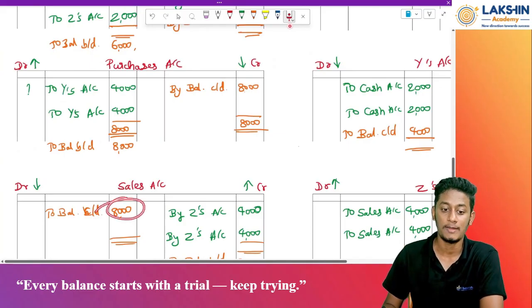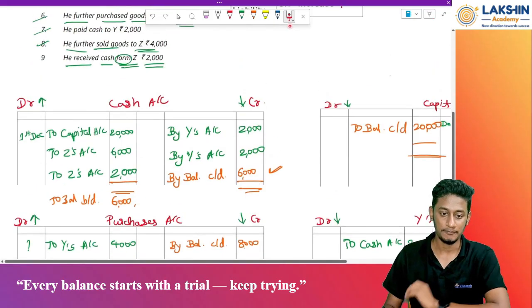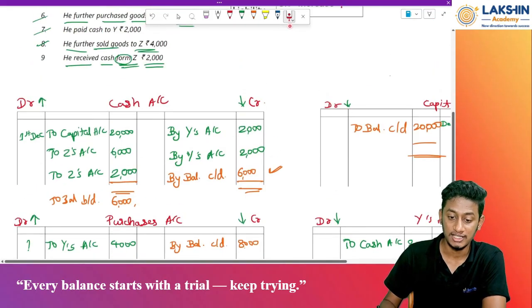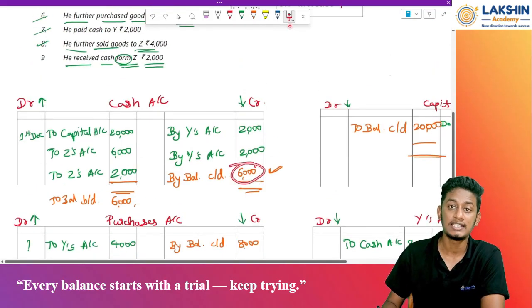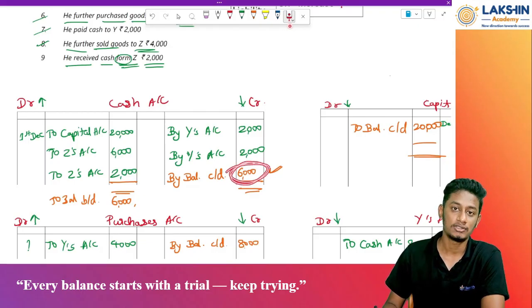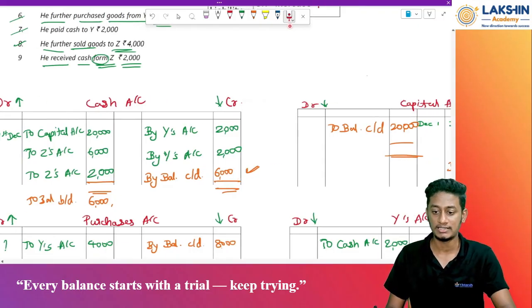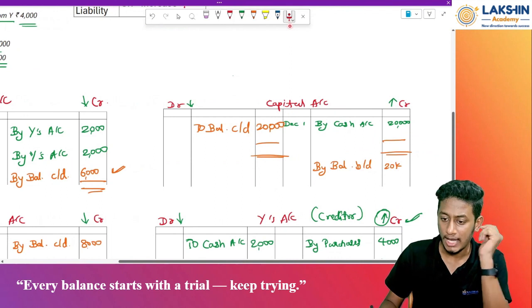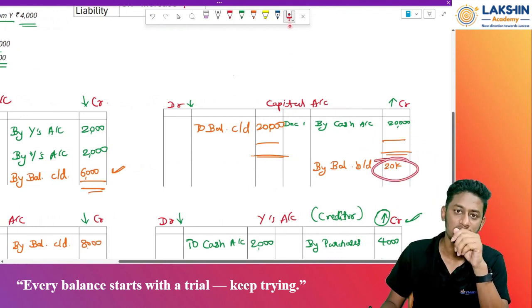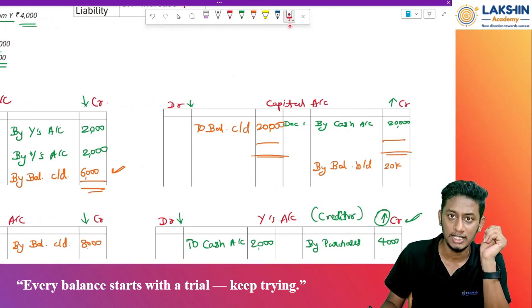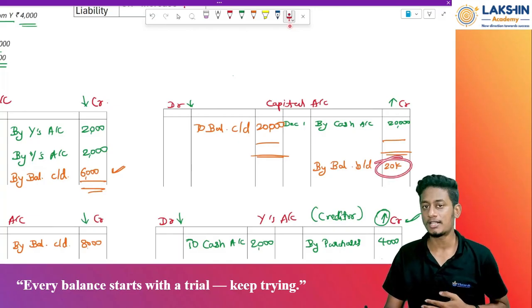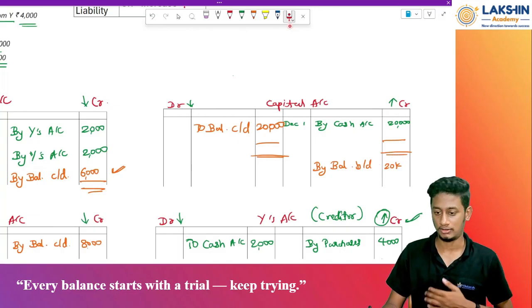This shows us the total amount of sales we have made. Then the cash account. What does the cash account tell us? That at the year end there is a balance remaining of rupees 6,000. Then what does the capital account show? The capital account shows that there is a capital balance of rupees 20,000 remaining in the books of accounts. Okay, this is how we pass the ledger entries.